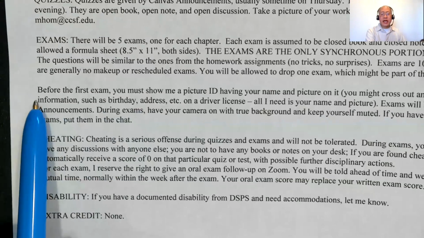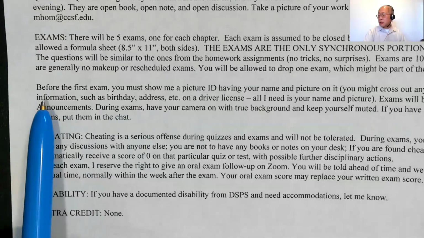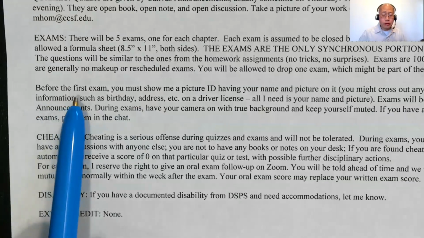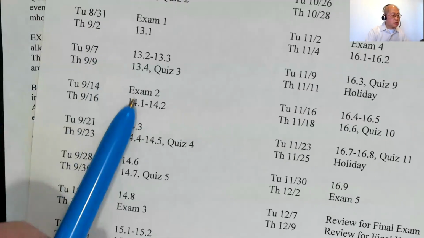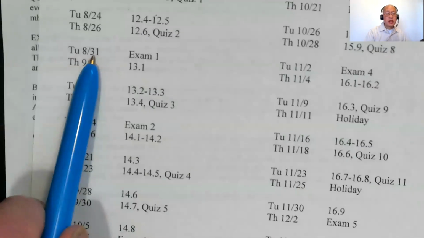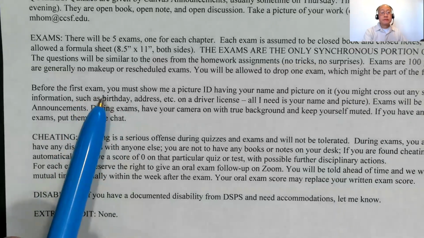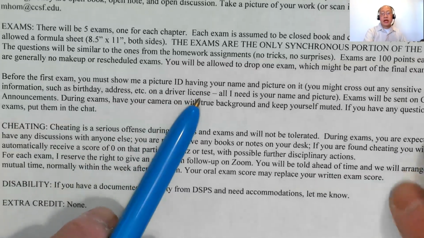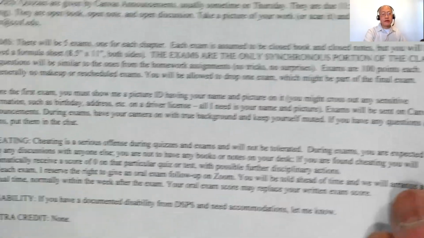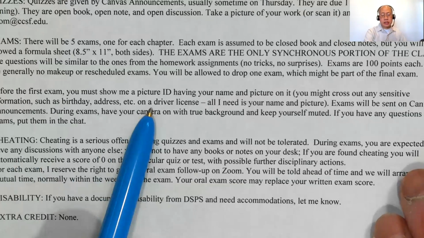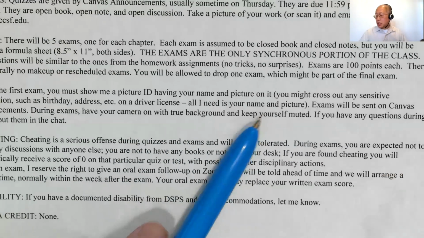And because this is generally an asynchronous class, I don't really get to know what my students are like, what they look like, and so on. So sometime before the first exam, which means for us, sometime before 8:31, if you have it, you can send it in now. You must show me a picture ID, having your name and picture on it, and you can cross off any other sensitive information, birthday, address. Like, for example, easy things on a driver license. All I really need is your name and picture.